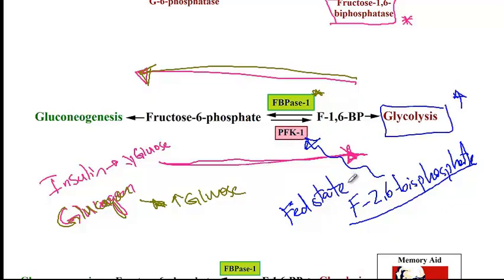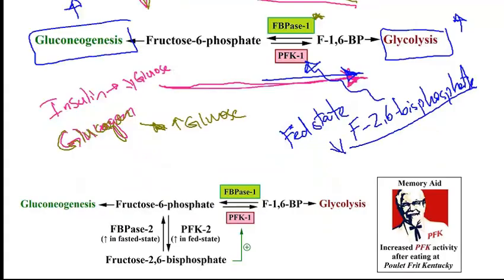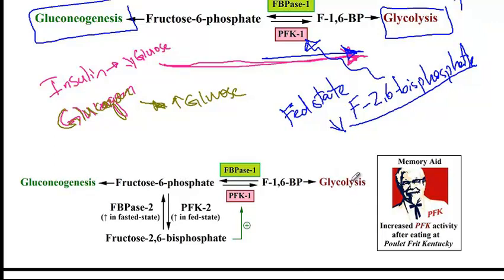And that makes sense, because during the fed state we already have too much sugar in our blood. We don't need more gluconeogenesis, so the pathway would be pushed to the right side. On the other hand, during starvation or fasting state, there would be a drop in the concentration of fructose 2,6-bisphosphate, and so now the reaction will be pushed to the left side in order to increase gluconeogenesis and increase the blood concentration of glucose. And here is a nicely drawn pathway for you.